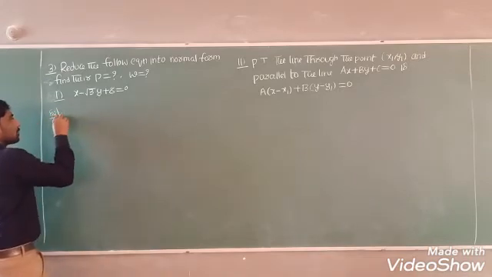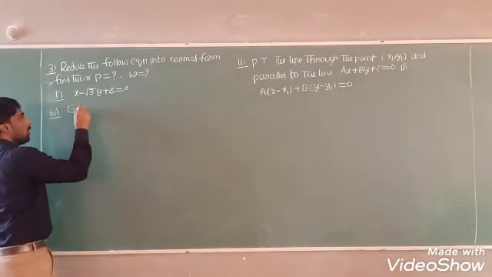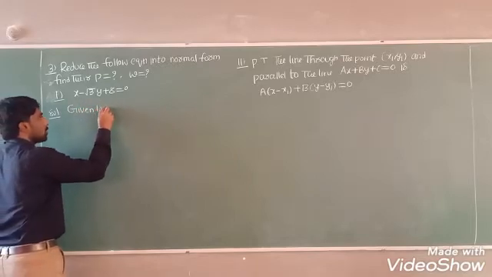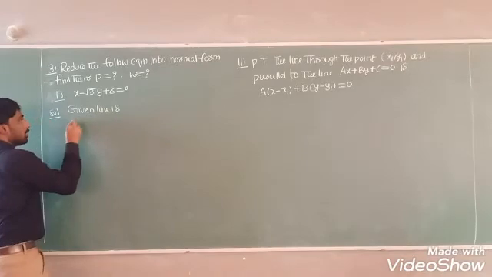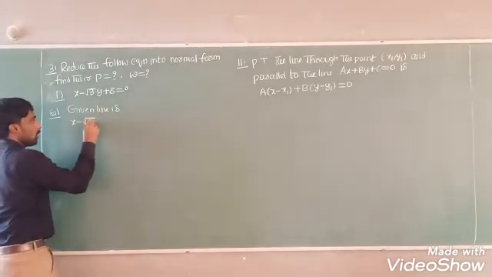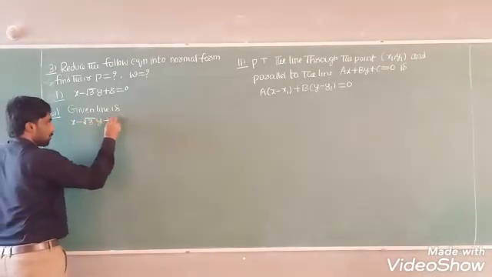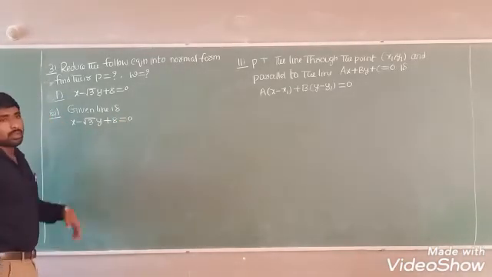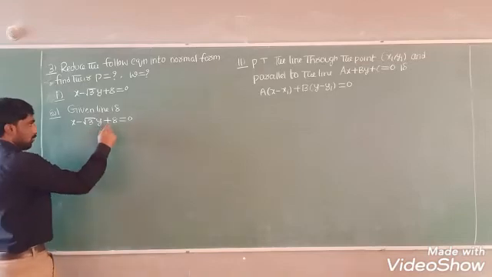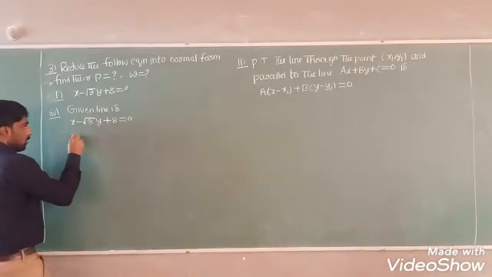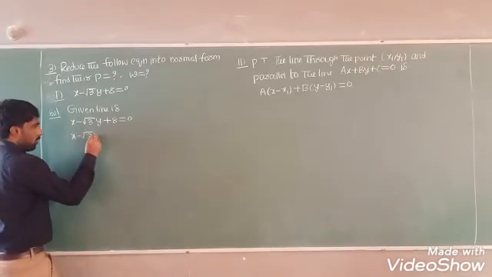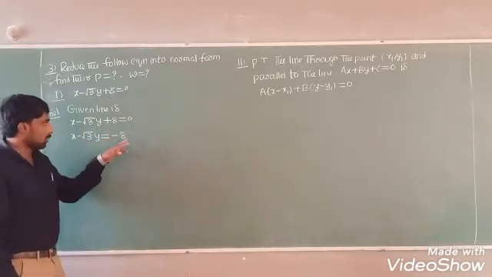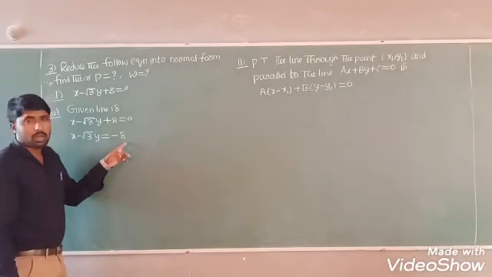Given line is x minus root 3y plus 8 equal to 0. So this one I have to convert into normal form. If 8 goes to that side, what will I get? x minus root 3y equal to minus 8. Now what is this side? Perpendicular distance from origin to the line.